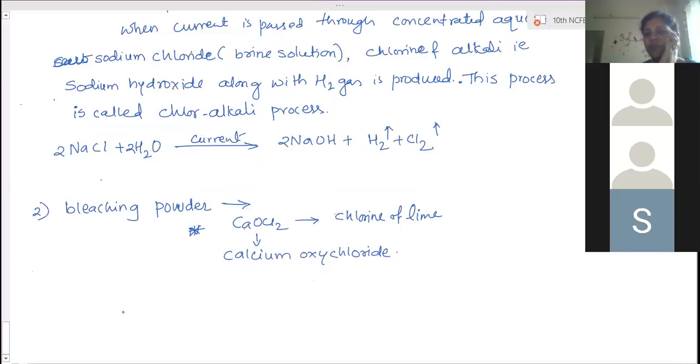Preparation. Arvind, how to prepare bleaching powder? Ma'am, it's formed by the action of chlorine on dry slaked lime. Slaked lime formula? Ma'am, calcium hydroxide. Calcium hydroxide will form bleaching powder plus water. So this is bleaching powder.